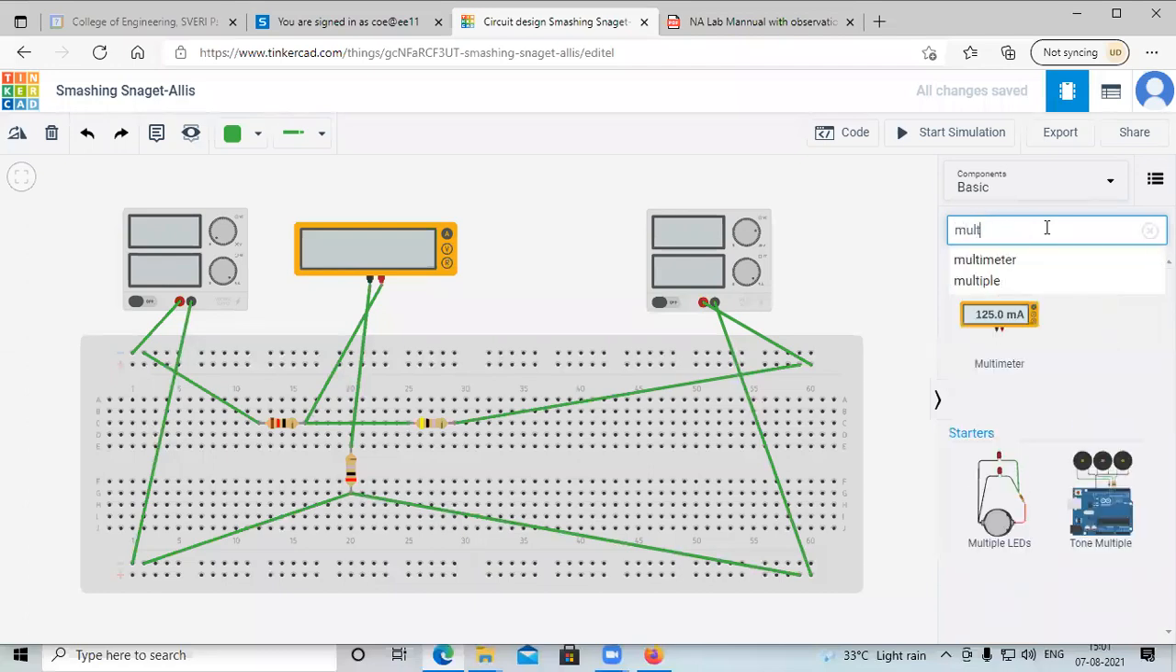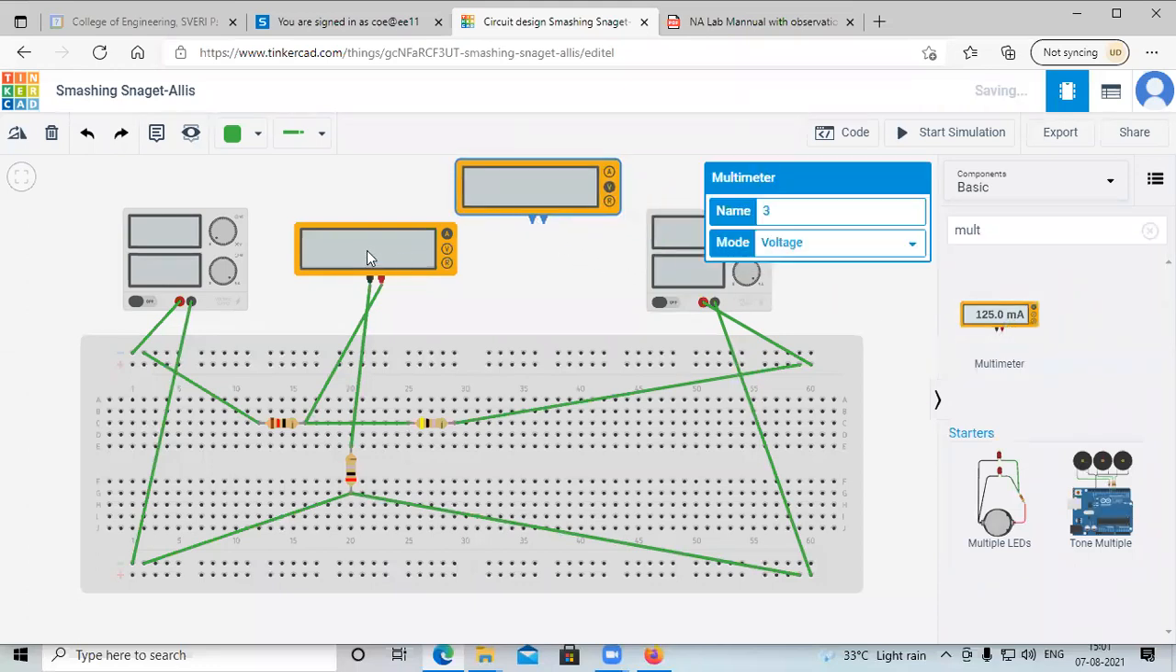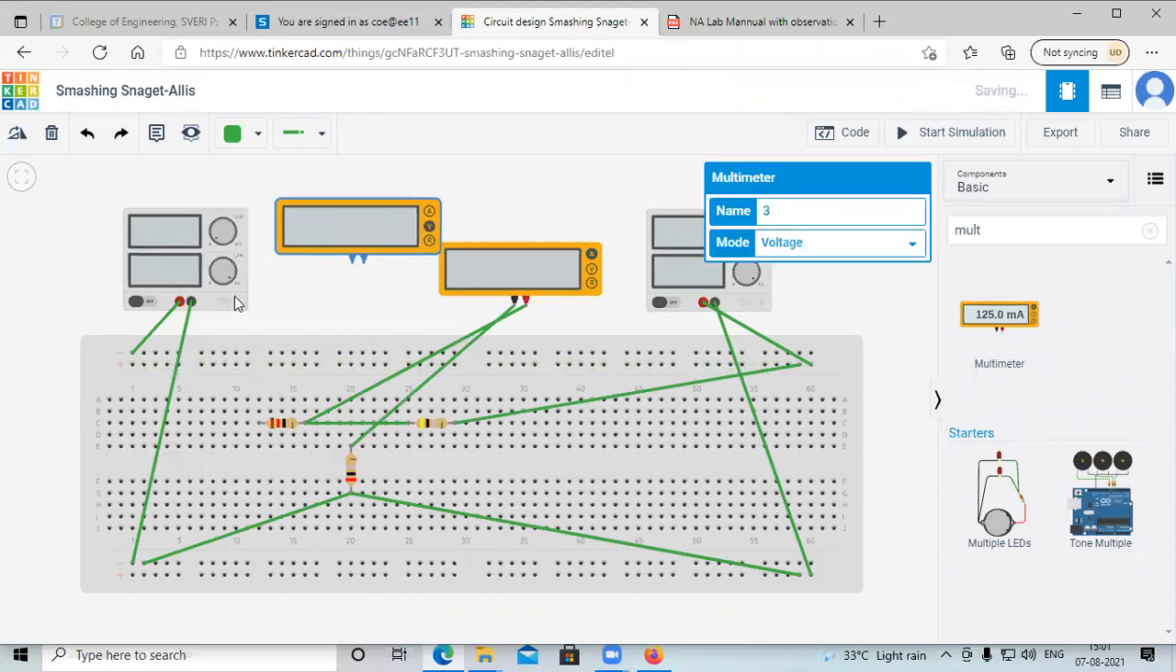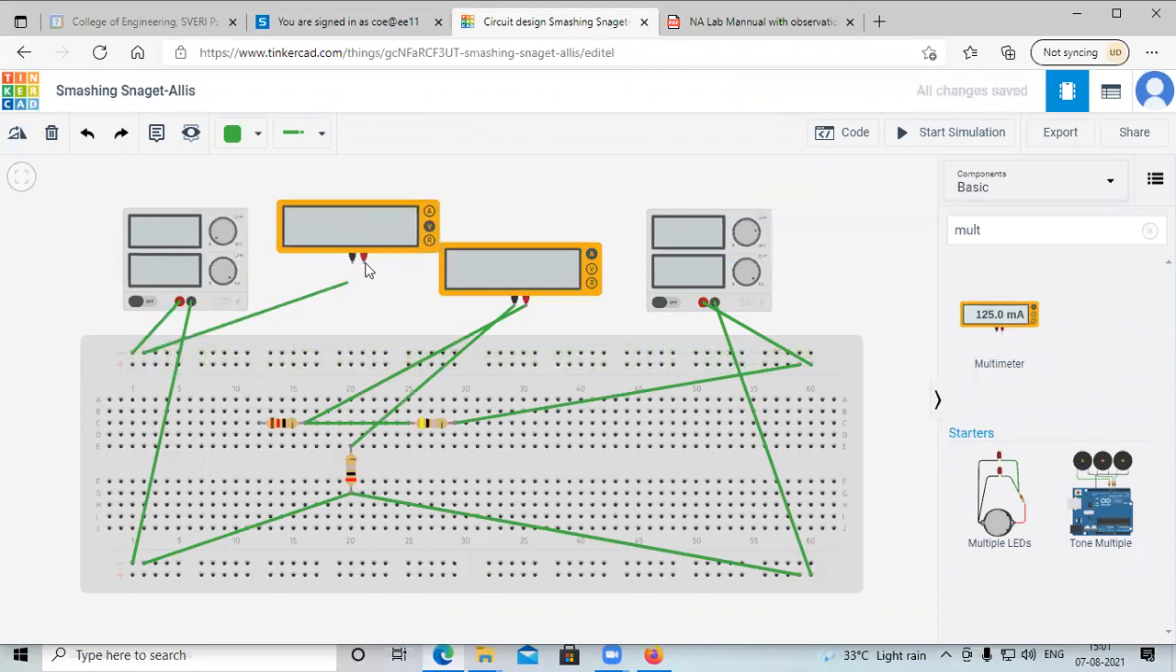I will take another multimeter. This one is one of the multimeters. I want to measure the current flowing from this resistor R1. So I will connect this multimeter's positive terminal, and the negative terminal of the multimeter is connected to the resistor. Suppose I want to measure the current flowing from R1 also.